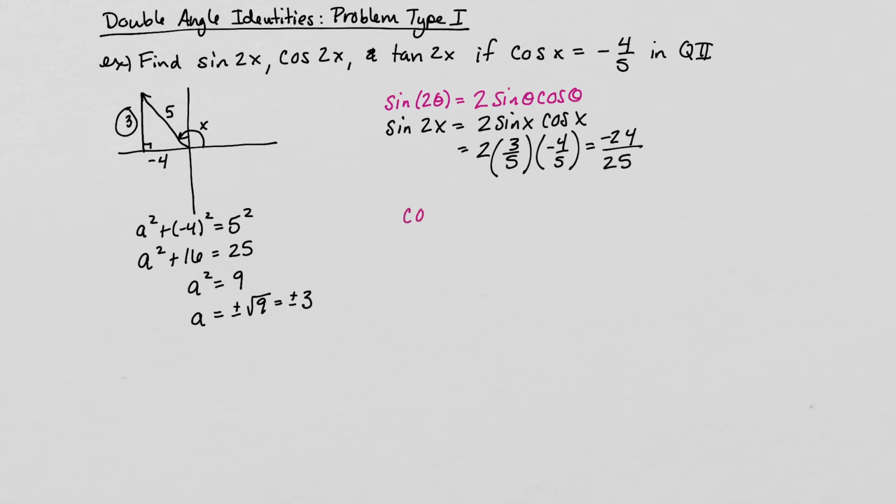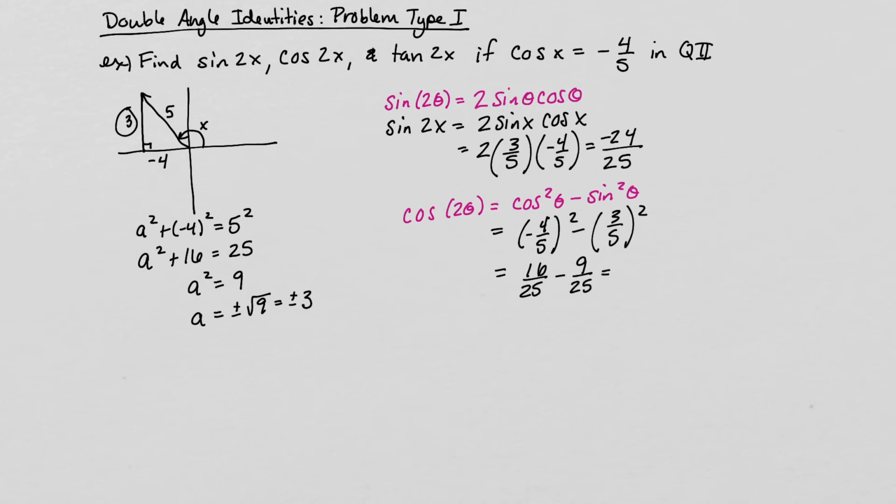If we're looking for the cosine of 2x, the sheet tells us the cosine of 2 theta. It gives you 3 different ones you can use. You can use any of them, it doesn't matter. So we'll just take the first one, cosine squared theta minus sine squared theta. In this case, cosine we said is negative 4/5, so negative 4/5 squared minus the sine, which is 3/5 squared. So we're going to have 16 over 25 minus 9 over 25, which would bring us to 7 over 25.